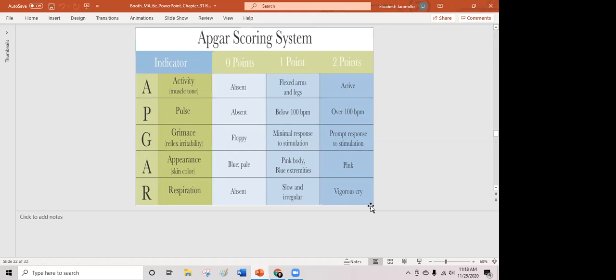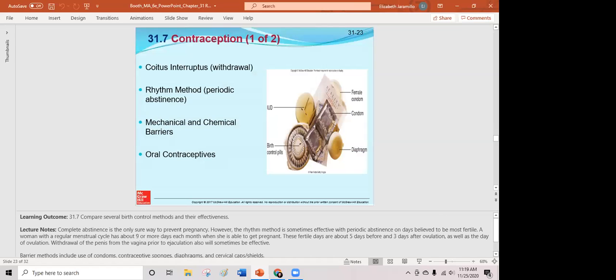And then, of course, the way we all need him to be at 2 points here: active, over 100 beats a minute, prompt response to stimulation. They cry, they're loud, they're screaming, they're wailing, right? They're pink. You can tell blood flow is working good, right? All the cells are getting oxygen, etc. And they're crying vigorously. You can hear them, you can see them breathing, right? Really fast, kind of a thing, catching their breath while they're crying. So that's how APGAR scoring is done. And again, at 1 minute and 5 minutes.